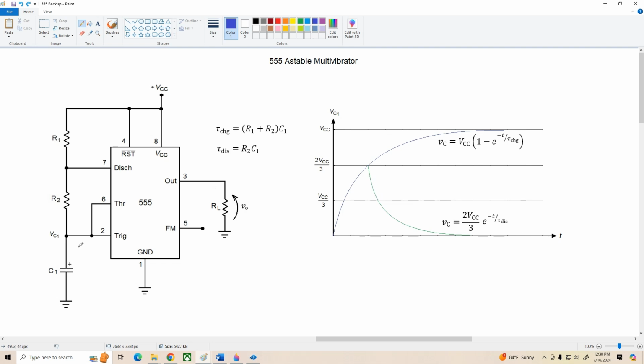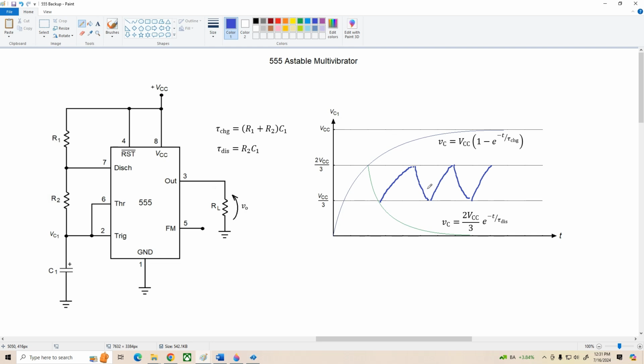All right, once the capacitor voltage drops below 1/3 VCC, the output switches back high, the discharge pin becomes an open circuit, and the capacitor again charges through R1 and R2 following this sort of curve, again hitting this other threshold where we change states, and so on and so on. So this is the waveform we'll see across the capacitor once we're in a steady state oscillatory mode.